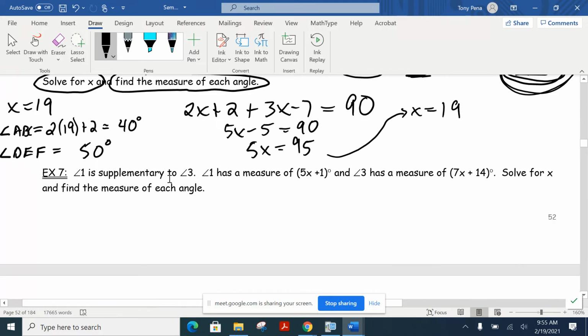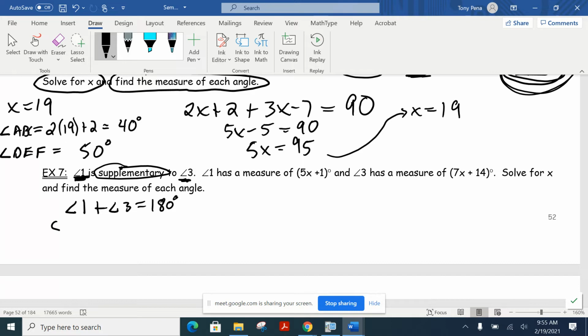Okay, and then last one here. Same exact idea. You have two angles, angle 1 and angle 2, but I now use the word supplementary. So we need to know that angle 1 plus angle 3 equals 180 degrees. That's pretty much what that first sentence is saying. As you read the second sentence, you are told that angle 1 is 5x plus 1. We're going to add that to angle 3, which you're told is 7x plus 14. And when we do that, it must equal 180.